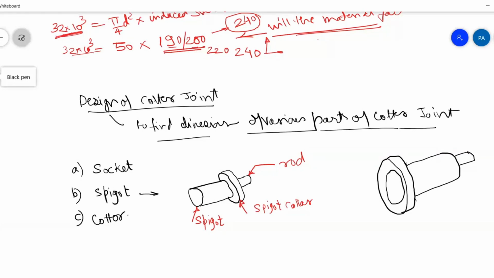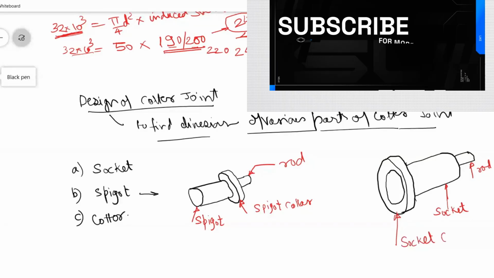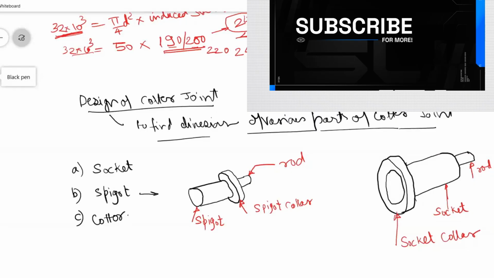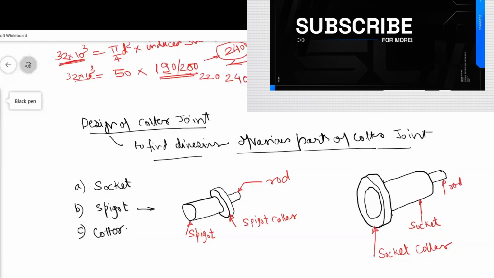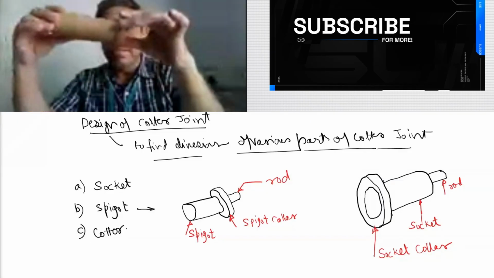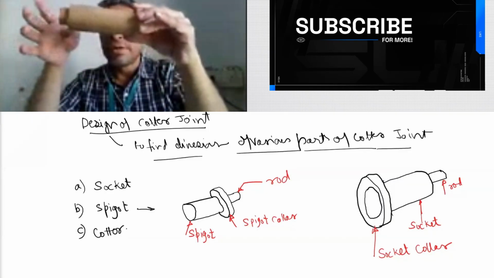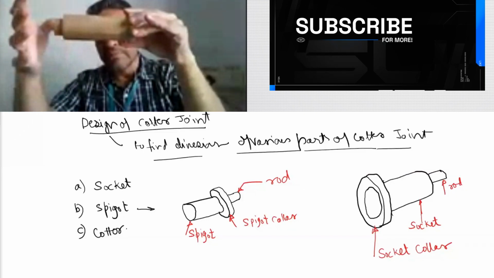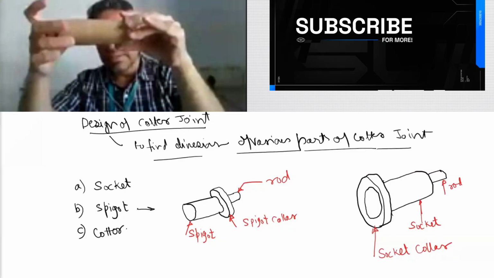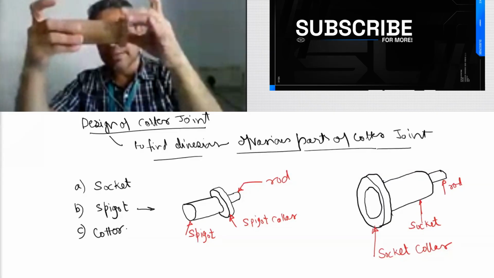A socket will look something like this. So what are the various parts here? Again, this particular part is called as socket. I will show it to you in a moment. This is called as rod, and this thing is called as socket collar. It looks like this. So you can see this is a rod. This part is a socket, and this part is socket collar.